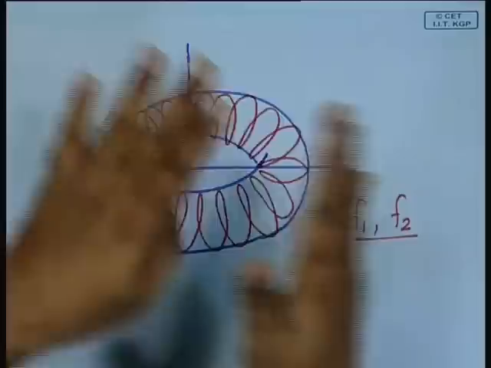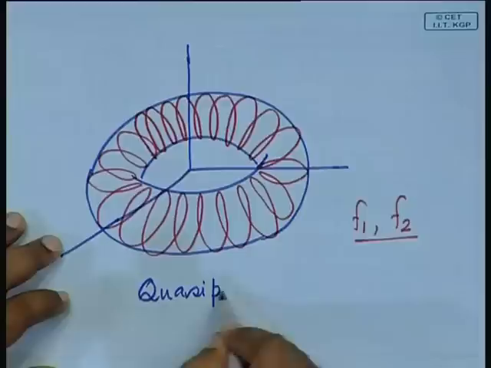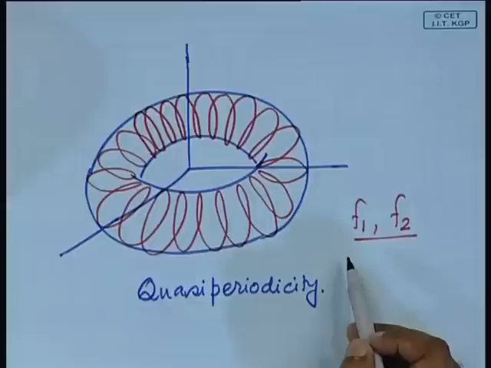Such behavior is called quasi periodicity. Which one? Where the two frequencies are incommensurate, the ratio is an irrational number, then you have what is known as quasi periodicity.